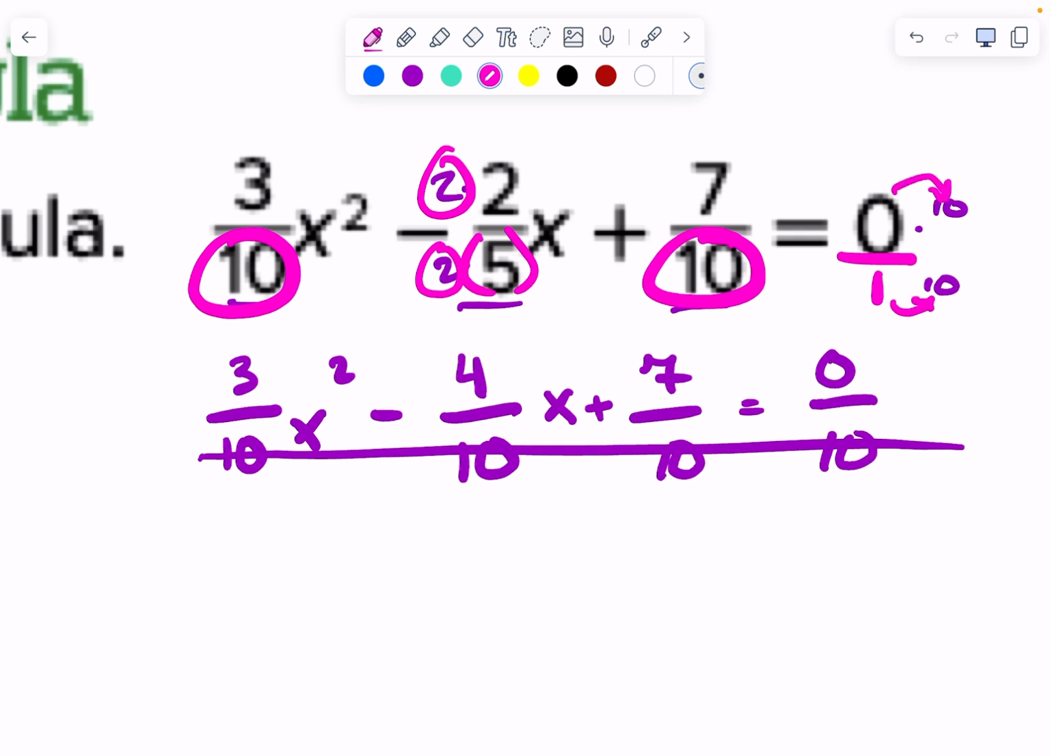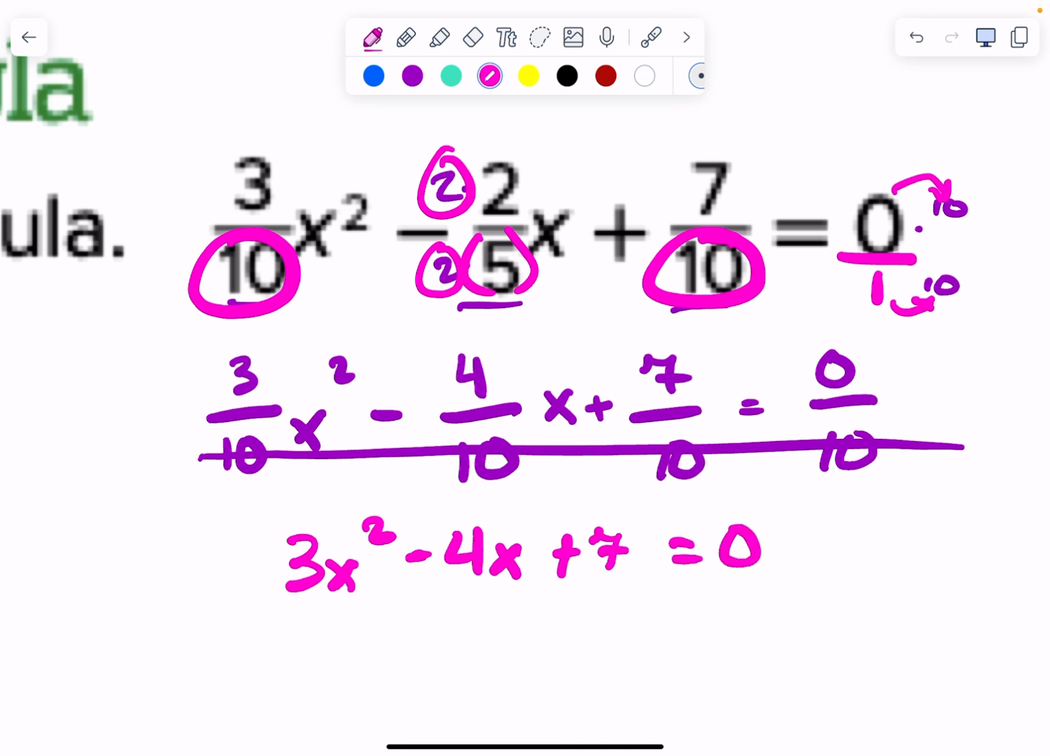Why couldn't you do quadratic with this? You can, but it's disgusting. I would rather do quadratic with 3x squared minus 4x plus 7 equals 0. Right, now I can do quadratic. But get rid of those ugly fractions first by doing the common denominator thing.